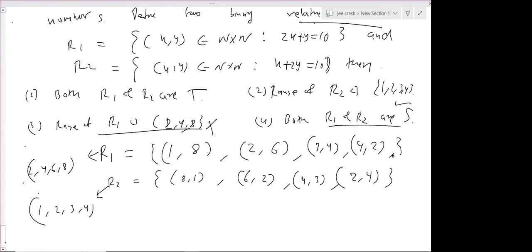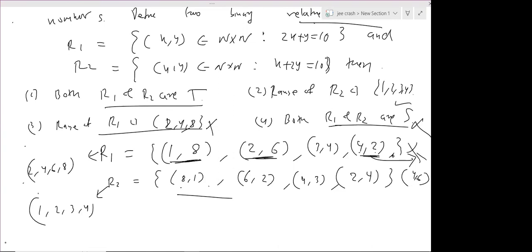We are saying R1 and R2 are symmetric. 1, 8 is there, but 8, 1 is not there. And same for here also. So this is not true. Both are transitive? 4, 2 is there, 2, 6 is there, but 4, 6 is not there. So this is not transitive. So option 1 is also incorrect.